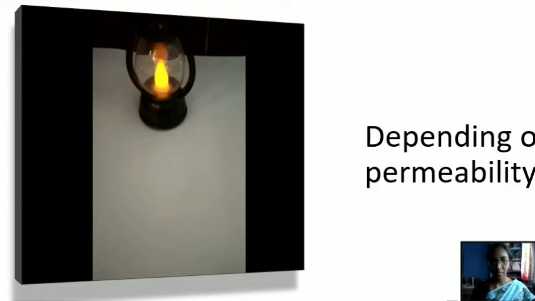So we are going to see how light reacts with different matter. These light rays react with different matter, that is different objects and materials, depending on the permeability. Permeability is nothing but the ability of light to pass through. However much the material allows light to pass through, only that much is visible to us. So we will see the different interactions of light with matter.